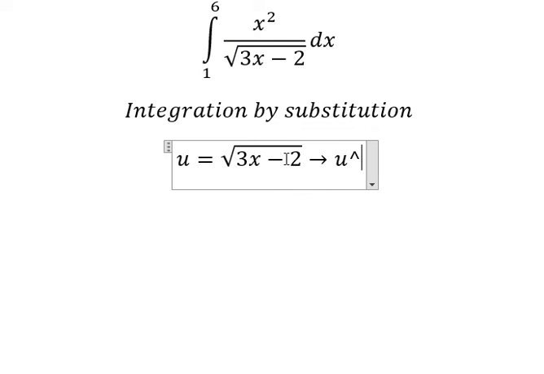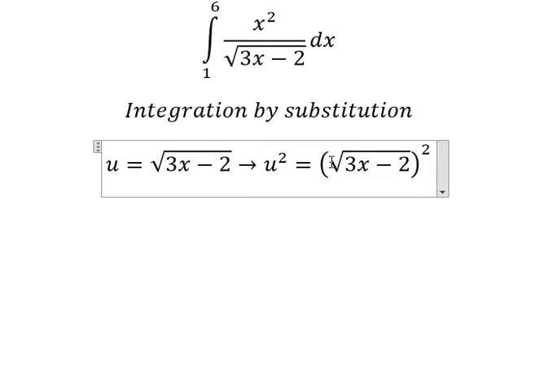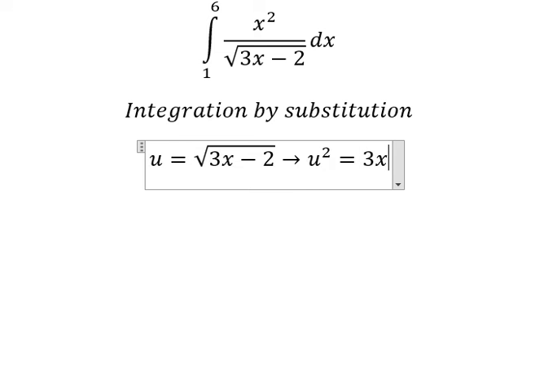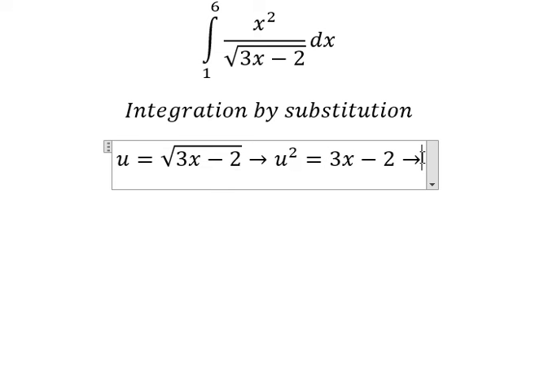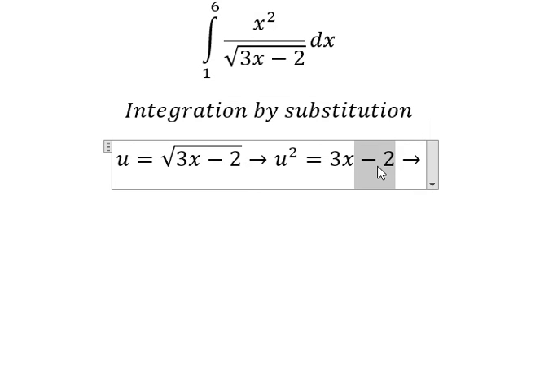Then we square both sides to cancel the square root, and you got 3s minus 2. Because we still have s, so I will put negative 2 to the left, and we divide both sides by 3.